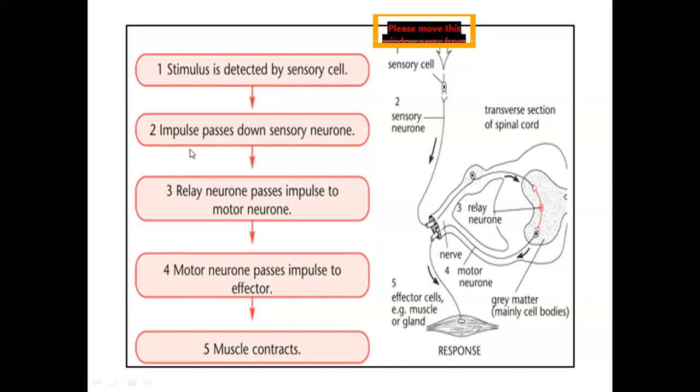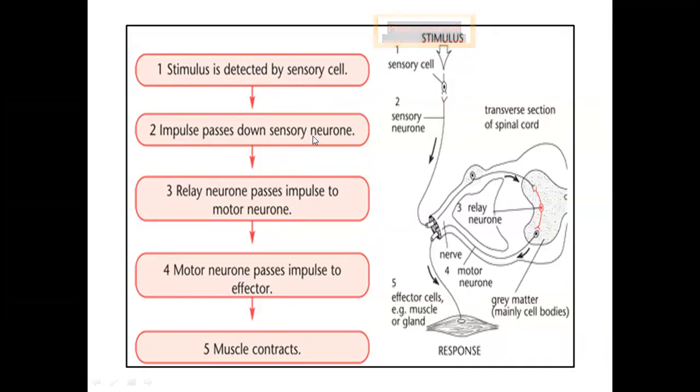Then, after receiving the stimulus, what happens? Just remember, on the first day when I taught you this chapter, I said that instantly the stimulus is converted into nerve impulse, and after this, transmission occurs. Now, how does transmission occur? It occurs through the sensory neuron.